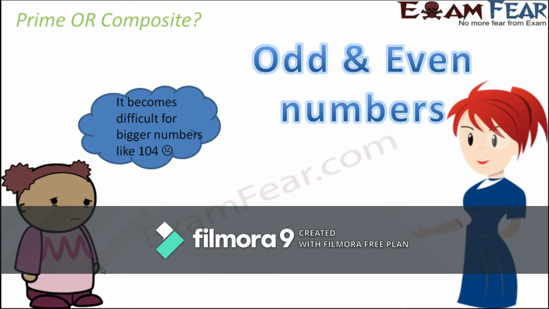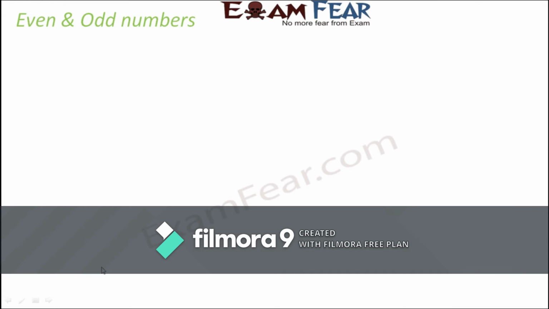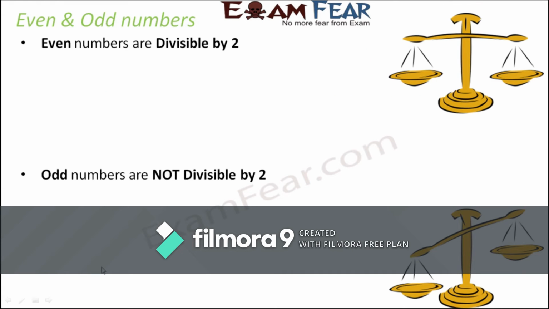Now you might ask how the concept of odd and even numbers is related to prime and composite numbers. We will understand that quickly, but before that let us understand what odd numbers and even numbers are. Even numbers are those numbers which are divisible by 2, and odd numbers are those which are not divisible by 2. What do we mean by divisible by 2? That means the number can be divided into 2 equal parts.